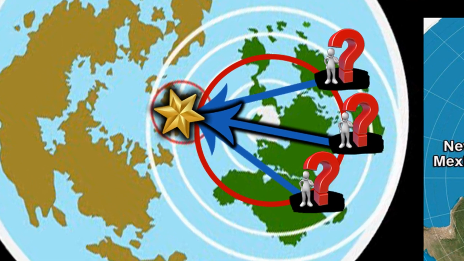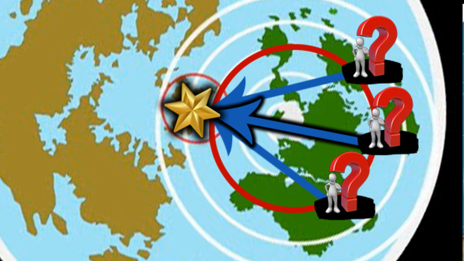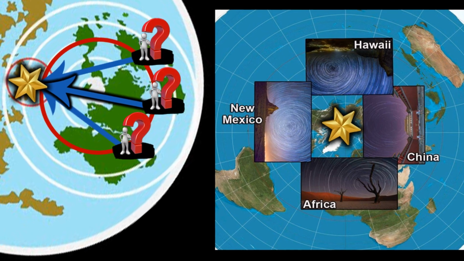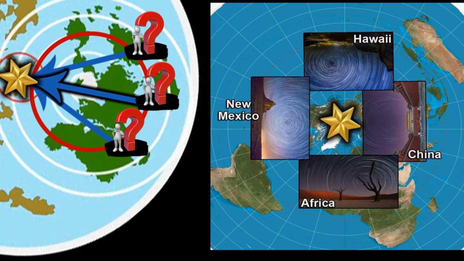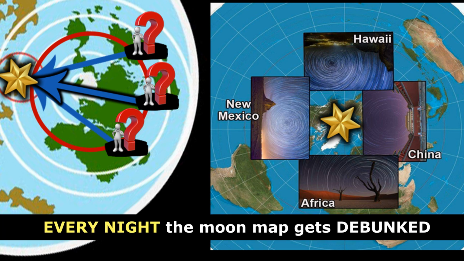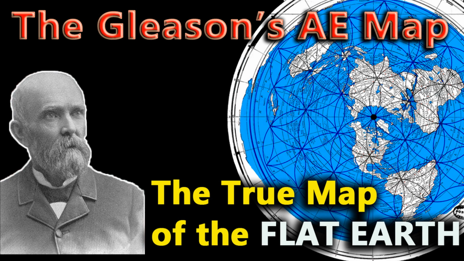Each and every night, this moon map gets debunked by itself. When comparing the moon map to the Gleason's AE map, the moon map does not stand a chance. The moon map is another distraction which was sent by the controllers to get our attention away from the model we already have today. We already have a solid ground base. We just need to figure out how the luminaries work. We don't need to start from scratch again and move to models that have no observational evidence at all.